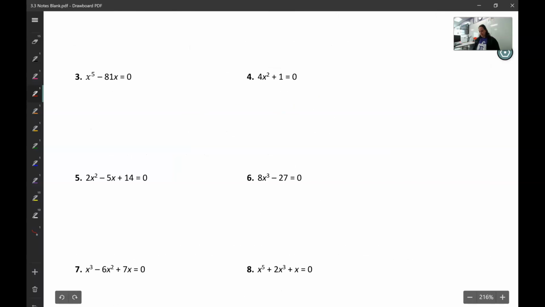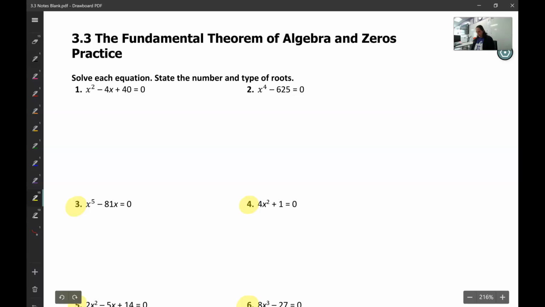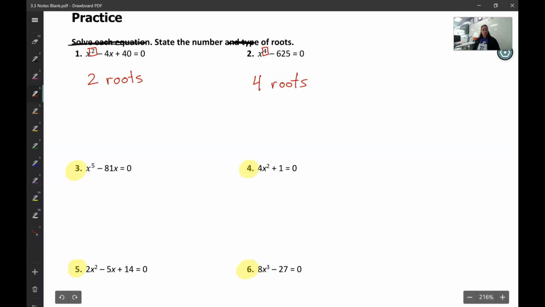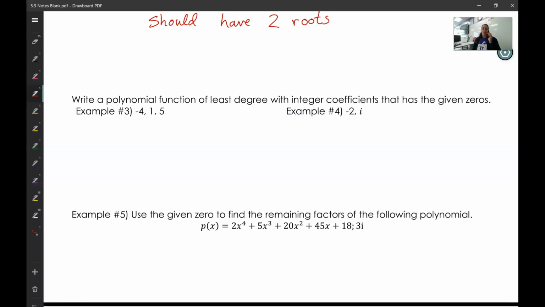Now, if you look at your assignment, it is 3, 4, 5, and 6. But I'm going to simplify this. I don't want you to solve it. I just want you to state the number of roots. So, quick and easy, just finding the biggest degree and saying this should have 2 roots. This should have 4 roots. That's all you need to do for 3, 4, 5, and 6. In the next video, we'll do this next example and talk about a slightly different application of the fundamental theorem of algebra.